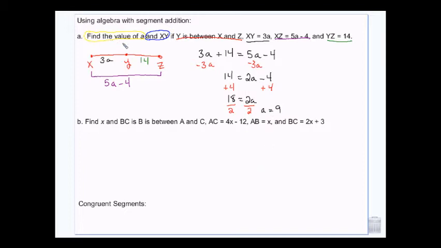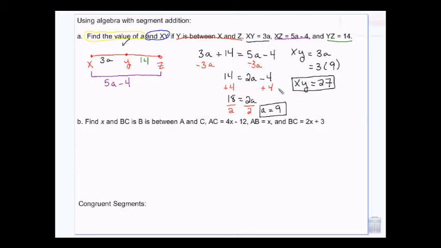Okay, so I found a. But I also have to find XZ, so I need to find XY too. Well, XY is equal to 3a. And a is equal to 9. So XY is equal to 27. So I found both answers.